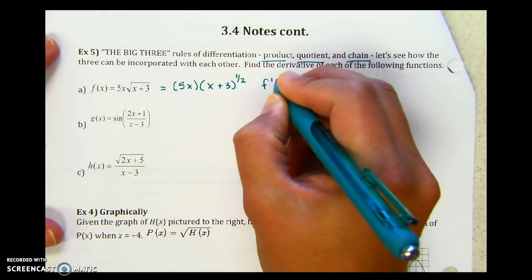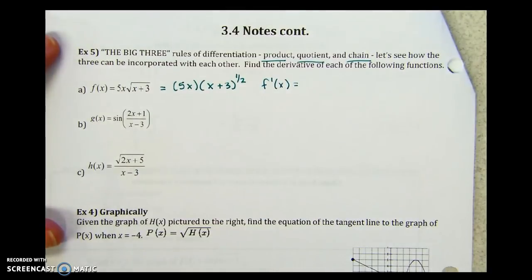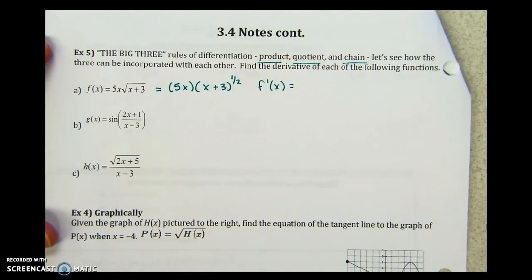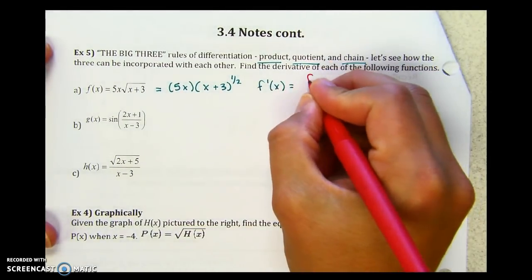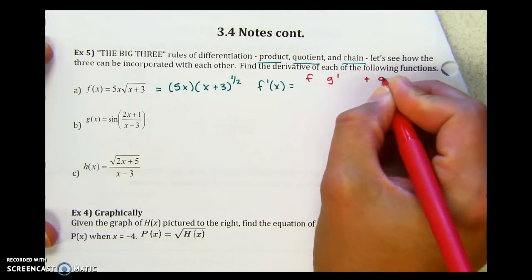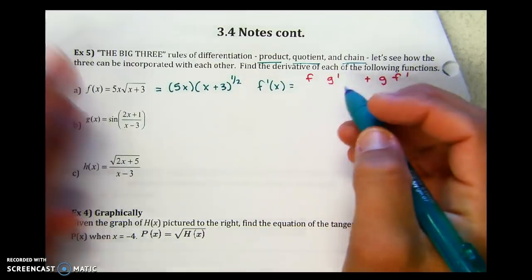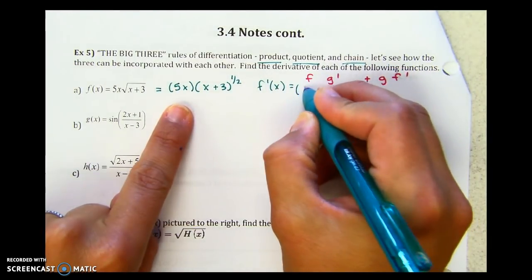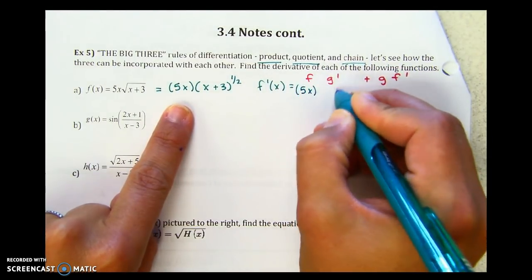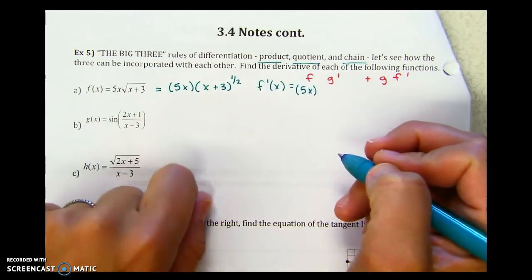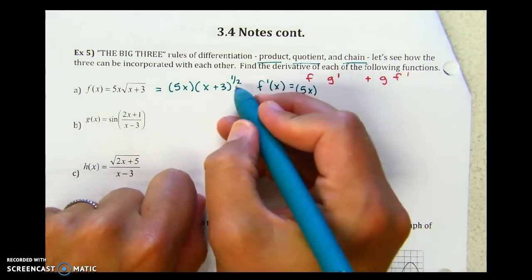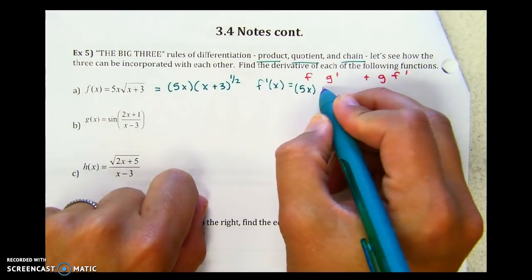Ready? F prime. I told you guys I still write the product rule down. It goes like this: fg prime plus gf prime. Just so I don't get lost. So f is our first group, 5x. So I leave it like that, 5x. Now g prime. Now we're going to use the chain rule here. Okay, ready? So the power rule says to bring the 1/2 down in front.